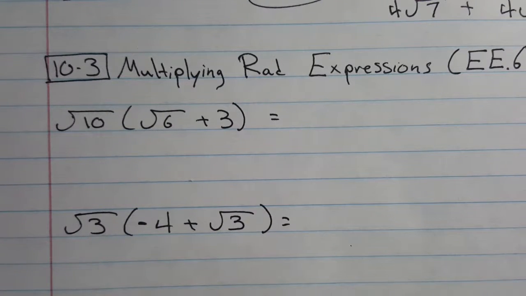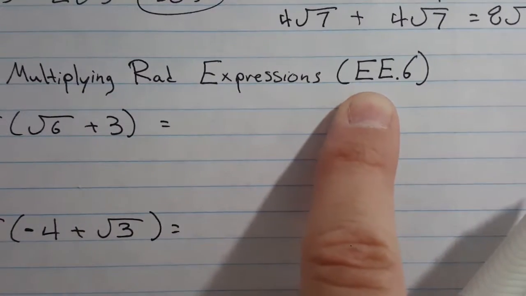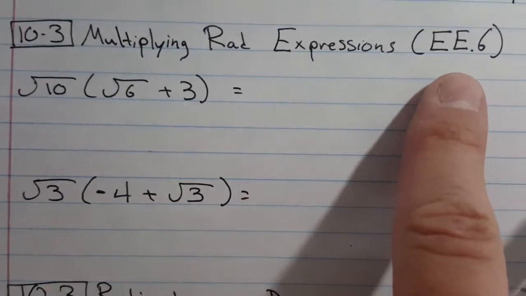Okay, the next little mini lesson here is what happens when you need to multiply radical expressions. This is going to be connected to the IXL EE6. Again, the last ones were EE5 and EE5. This is the lone one all by itself, EE6.